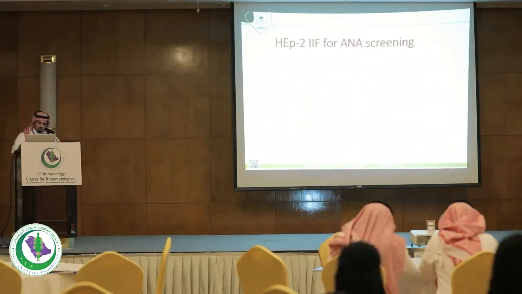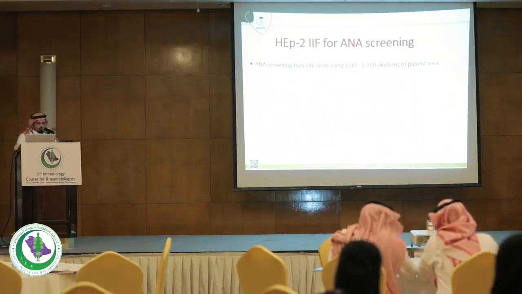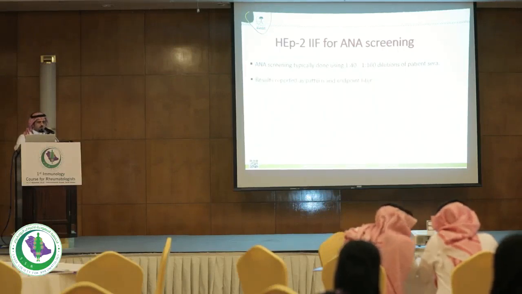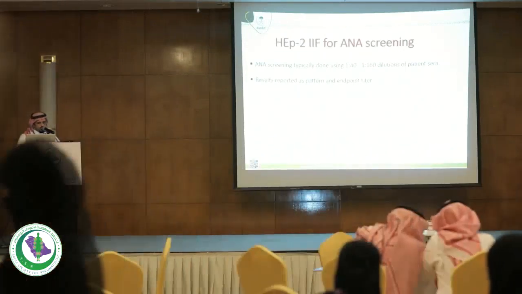HEp-2 cells for ANA screening are widely used, especially in rheumatology, and this is still considered a very important tool to diagnose the presence of autoantibodies. Usually the ANA screening is done using a range from 1/40 up to 1/160 as a first dilution of the patient's serum. Results are reported as a pattern with an endpoint titer.